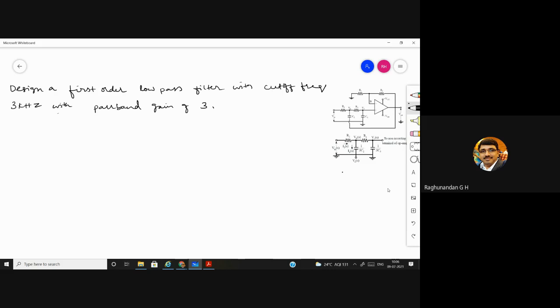Okay. Now step 1. If you know the procedure, the same steps you need to follow. FH is given. So FH is 3 kilohertz. And as I told you, choose the capacitor in that range, 0.001 to 1 microfarad. In that range, you can choose. So usually we choose 0.01 microfarad. So can you tell me what is the value of R for this?